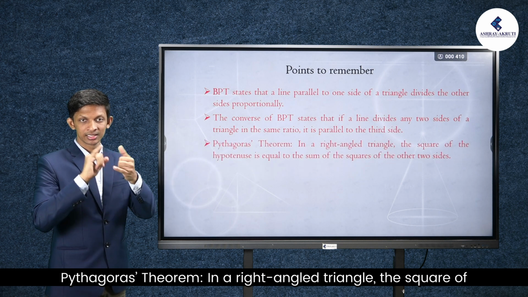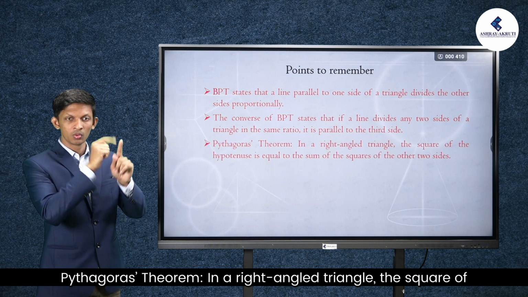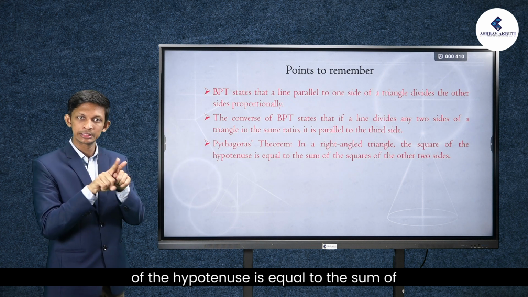Pythagoras Theorem. In a right angle triangle, the square of the hypotenuse is equal to the sum of the squares of the other two sides.